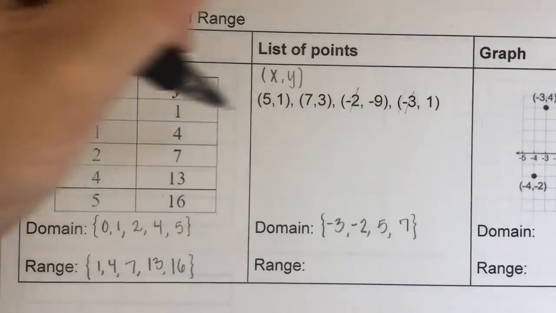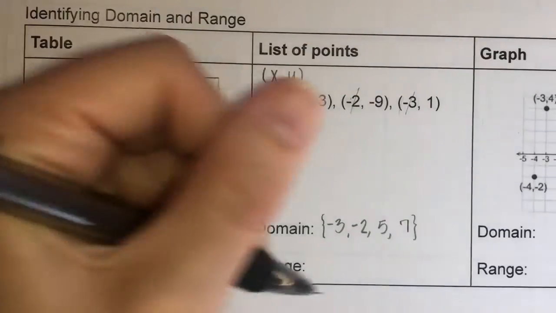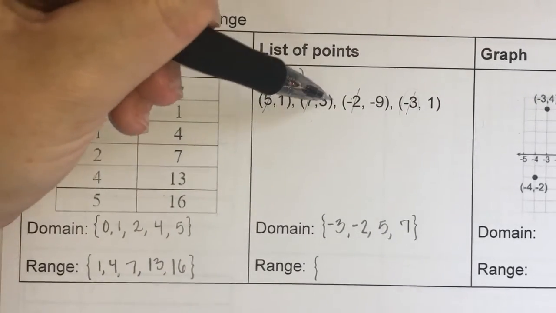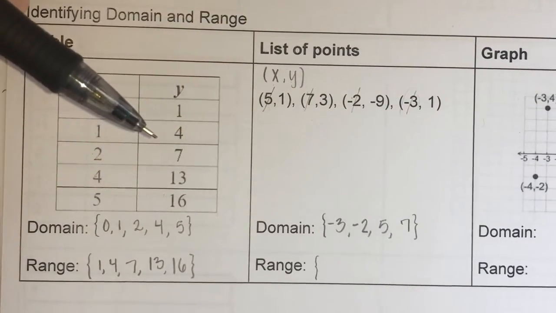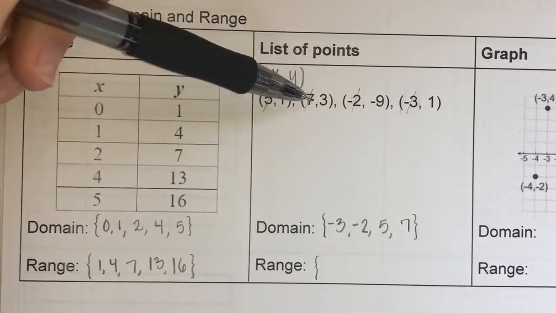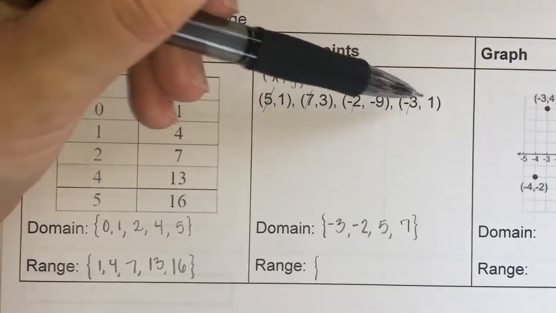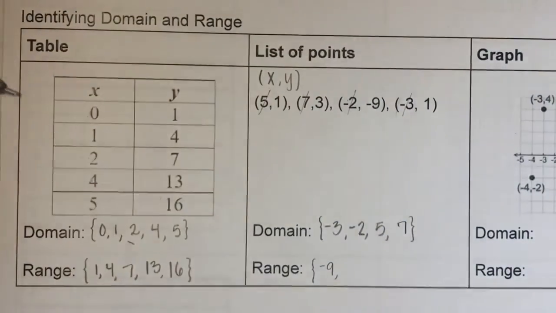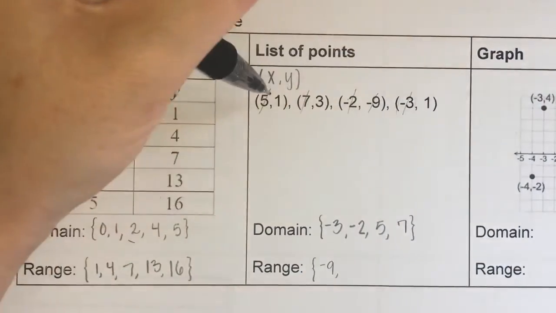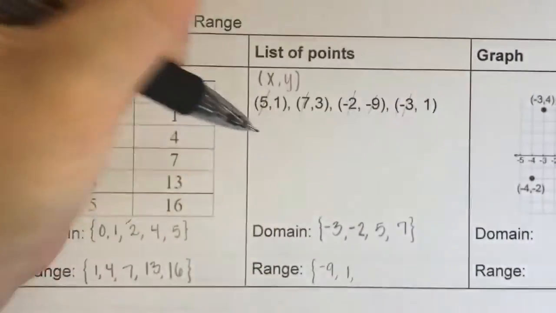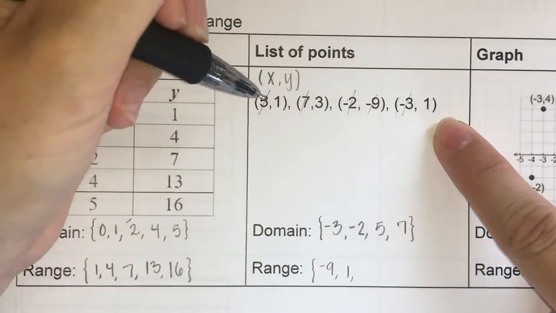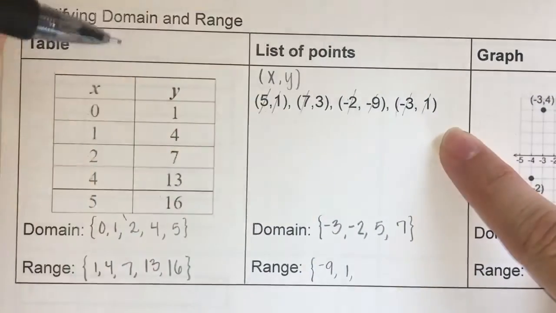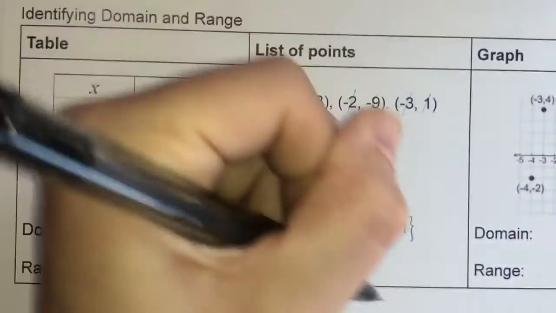And then we'll do the same thing for range. We just need to make a list of all of the y coordinates. The y coordinates are the second one in each point. So my smallest y coordinate is, there's a 1, a 3, a -9, and a 1. So -9 is my smallest. And then it looks like my next smallest is 1. But there's another one over here. You don't need to write it twice. You can just write it once. And then we can move on to 3. So 3 is my largest range value.